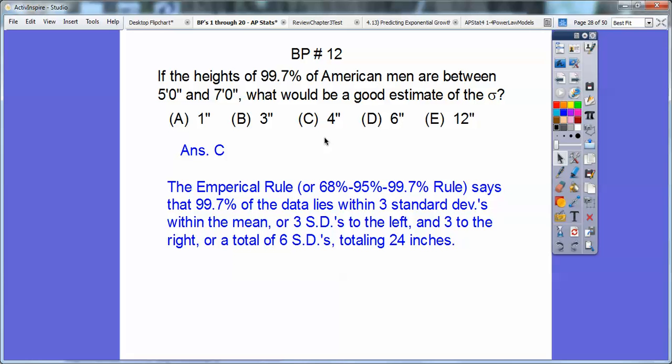So this means 3 standard deviations from the mean. Okay, so this is 3 standard deviations above the mean. This is 3 standard deviations below the mean. So that's a total of 6 standard deviations. So it spans over 24 inches. So 6 goes into 24, I'm guessing about 4 times. So each standard deviation is about 4 inches.